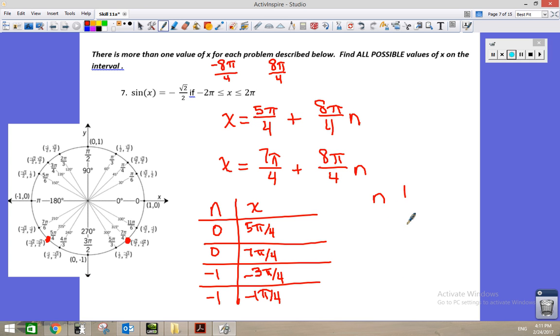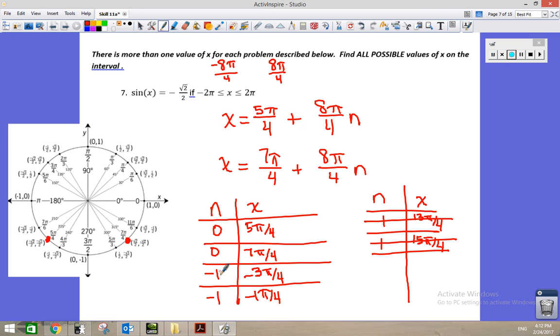Now let's see, could there be any more? What if we let n be 1? Will we be bigger than 8 pi? Well, yeah, because look, 5 plus 8 is 13 pi over 4. That's a solution to the equation, but it's not in this interval. So therefore you throw it out. What about the other one? 7 plus 8, well, that's even bigger. That's 15 pi over 4. So although those would satisfy the equation, they don't satisfy the constraint. Those are not in my solution set.